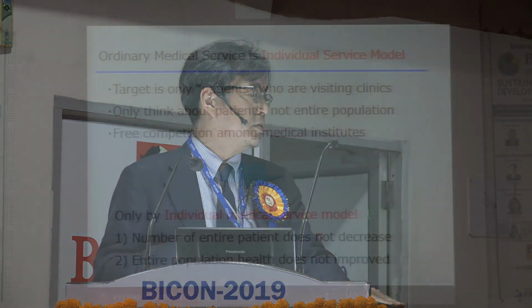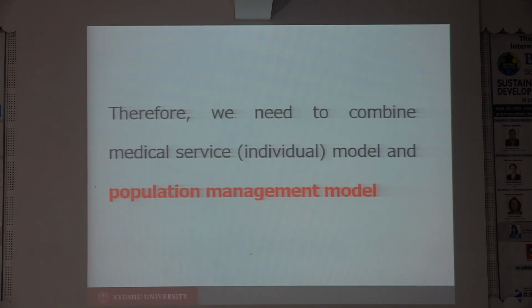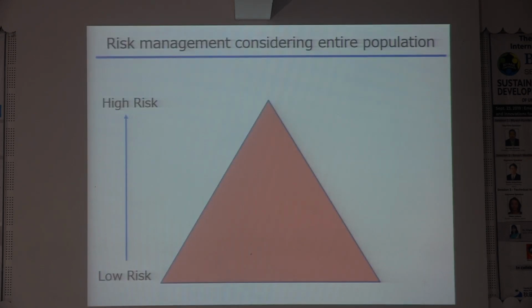So therefore, this individual medical service shows the number of patients doesn't decrease, and the entire population's health doesn't improve. So this is a big problem. That's why we need to combine the ordinary individual medical model and the population management model. I want to explain the population management model.